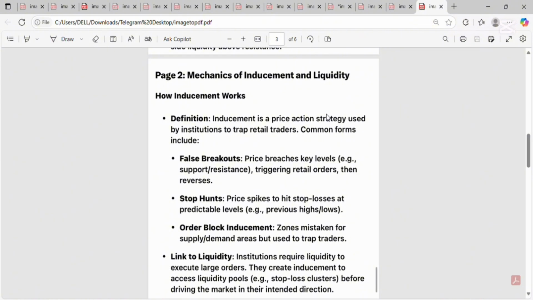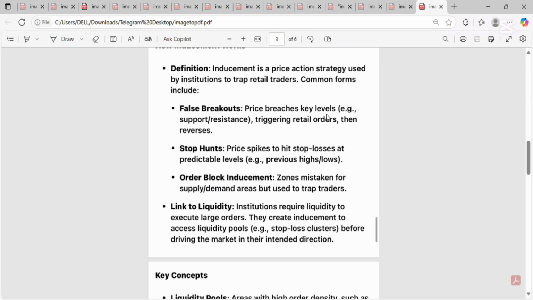You understand? So we have other forms, like order block inducement, zones mistaken for supply and demand areas. These are the forms of inducement.